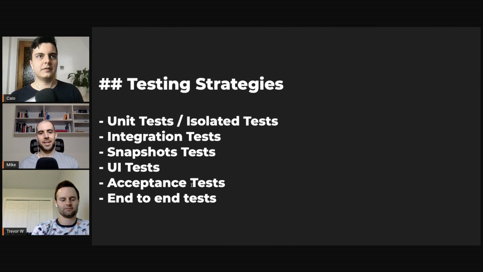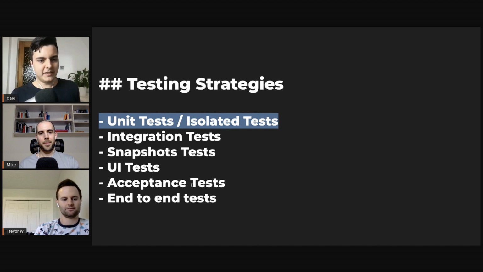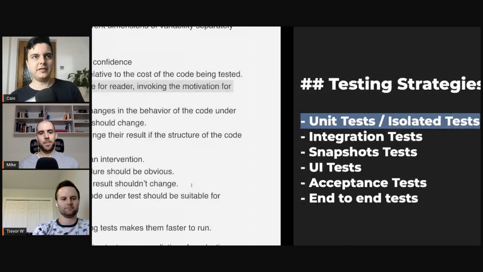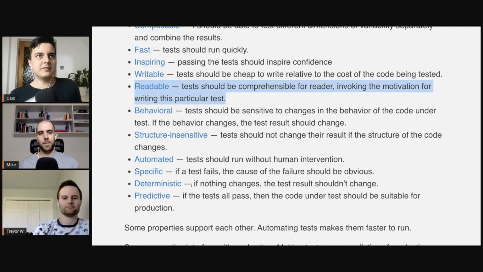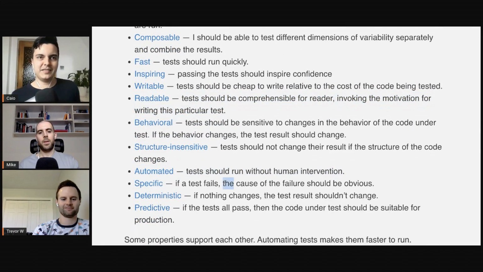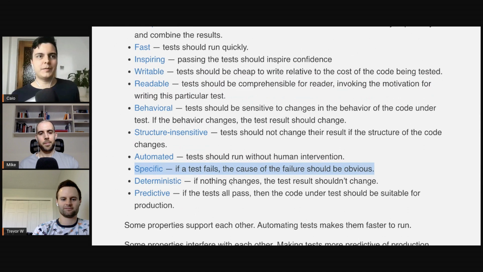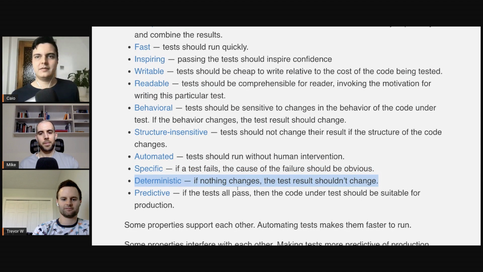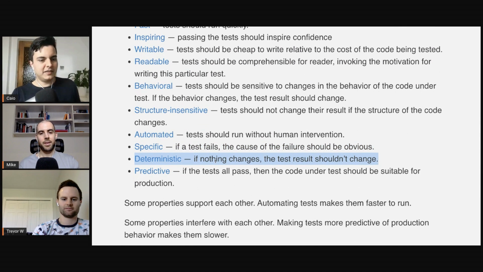But again, the foundation, your primary testing strategy, is this one, which is cheap, fast, inspiring, readable, composable, isolated, automated, specific. Where were we? Deterministic. So running the tests, if nothing changed, it should always pass or should always fail. If there's a problem, it should always fail. If they are passing, it should always pass.